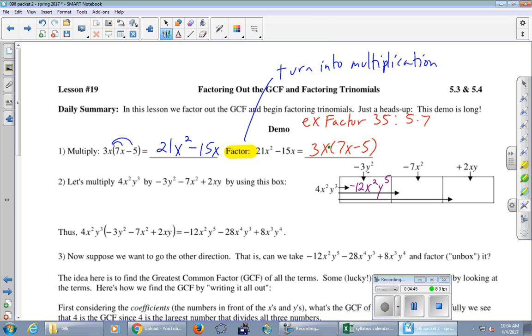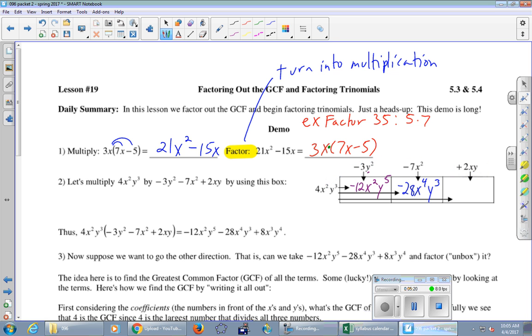Okay, and then in the next box, we're doing this length times that width. So just multiply those two things and put it in the middle box here. Negative 28x to the 4, y to the third, right? And then the last box is this guy times this guy.